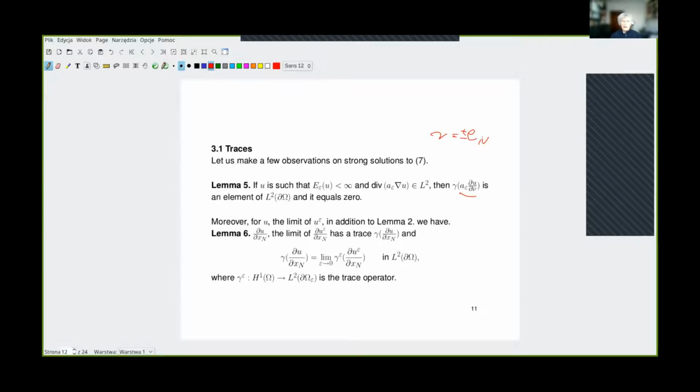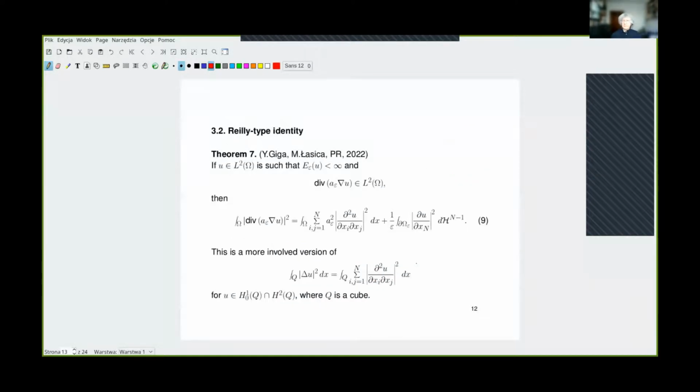Okay, so the good news is that we know how to compute the trace of this quantity, and it is an honest L2 function. And let me also record further properties of the traces. We will use them in the future, and they are similar to what I stated earlier. And now there is a twist.